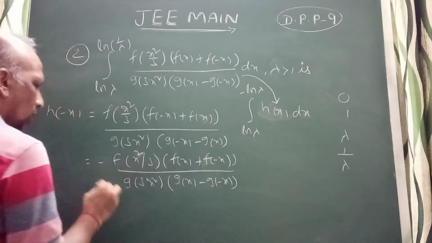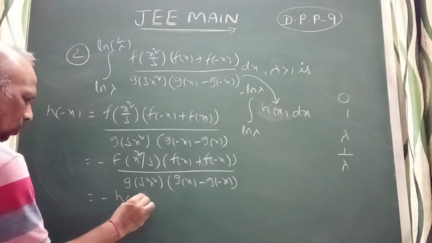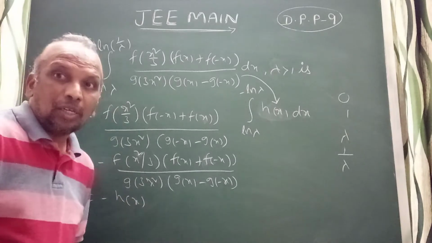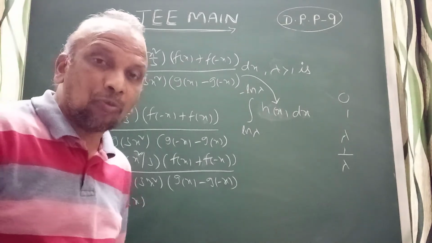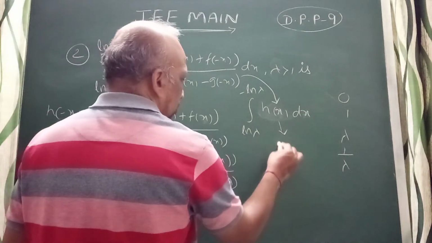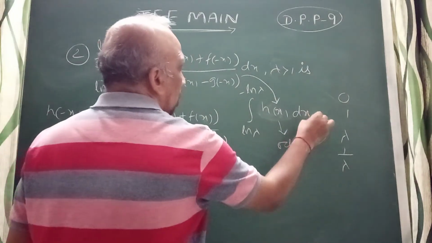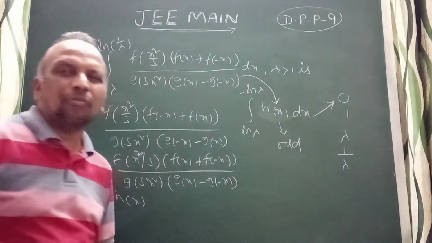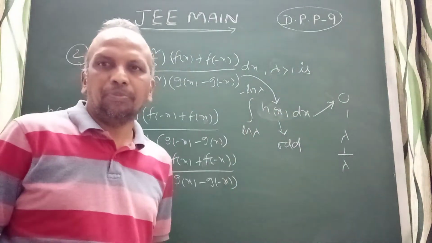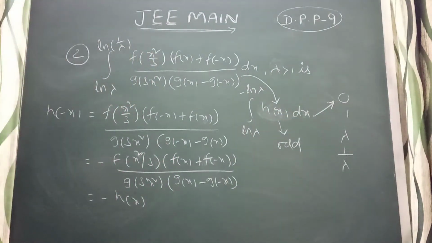So this is minus h of x. That means this is an odd function, right? h of minus x equals minus h of x, so h of x is an odd function. When the function is odd, the answer is 0, right? So the function is odd, the answer is 0. We'll do the next one now.